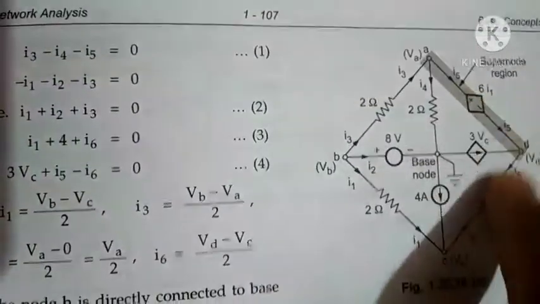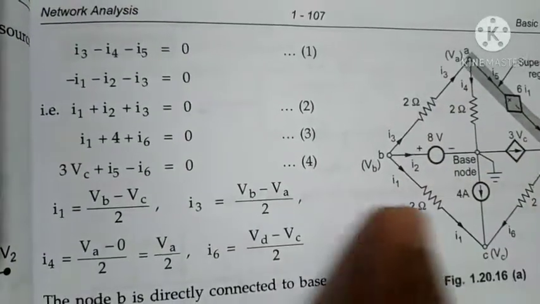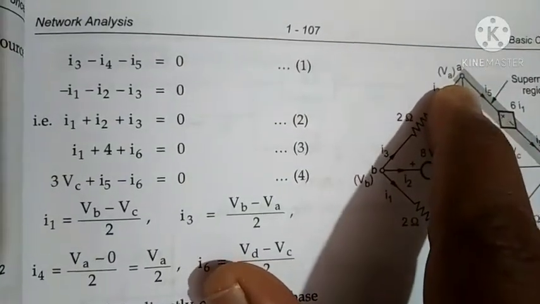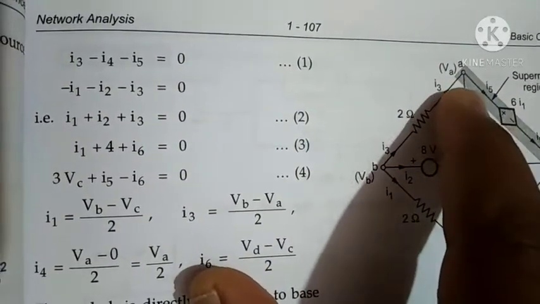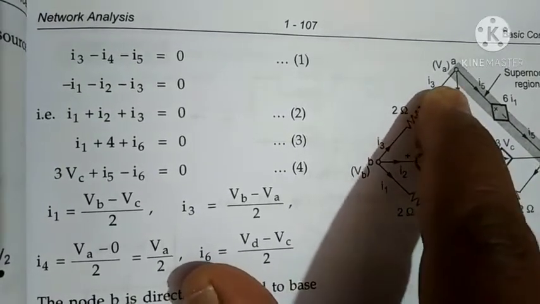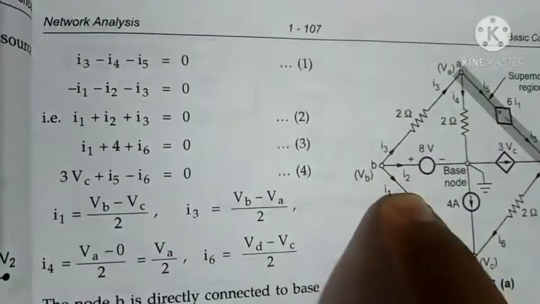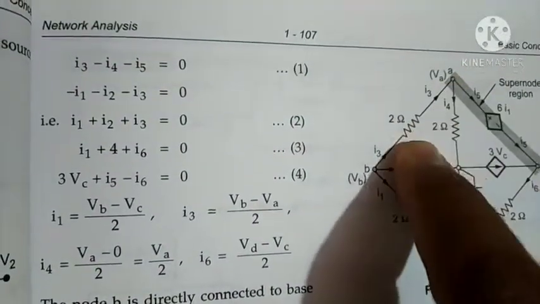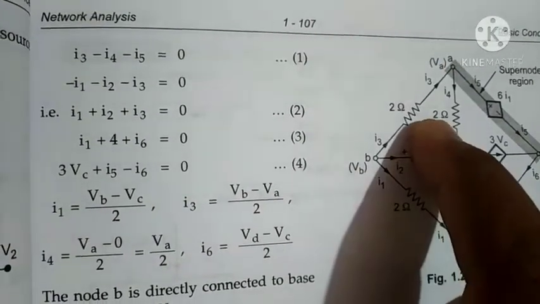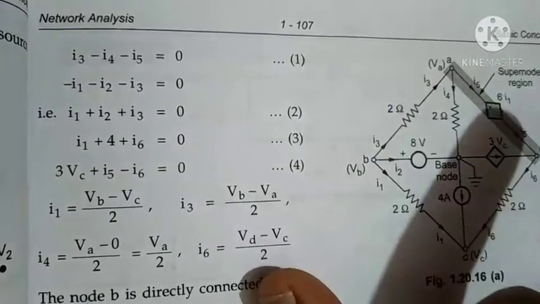Next, they assume the branch currents in different places, and then they have applied the KCL at each node. So here they have applied the KCL at node VA. What are the incoming currents and outgoing currents? I3 is the incoming current, I4 and I5 are outgoing currents. I3 we can calculate, that is VB minus VA divided by 2. I4 also we can calculate, VA minus 0 divided by 2. We don't know the value of I5, so we'll keep I5 as it is.